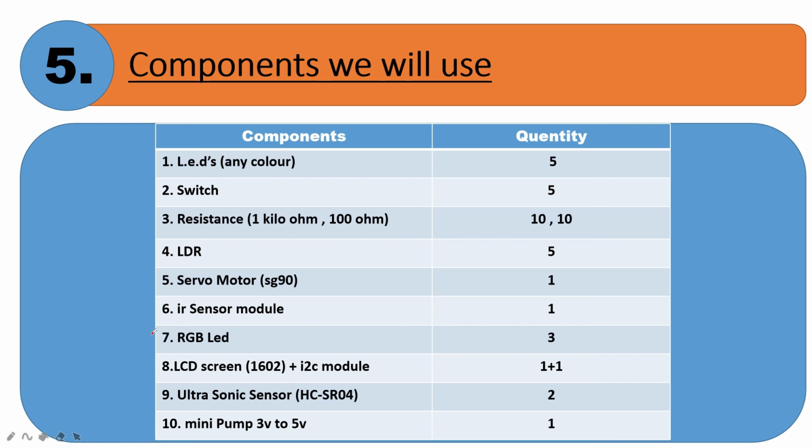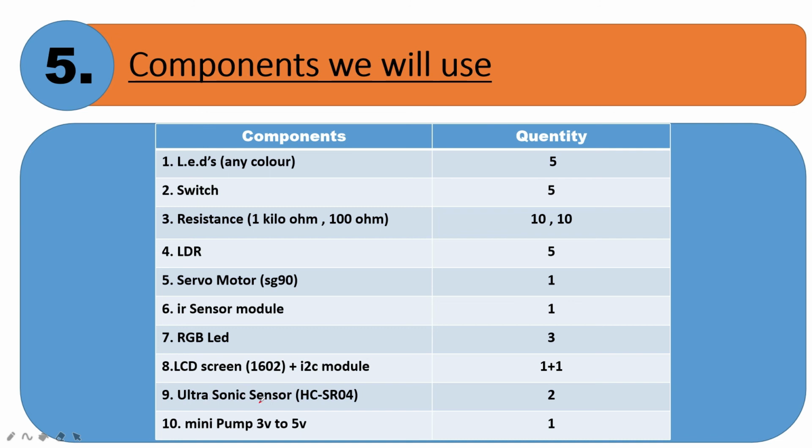And then the next one is RGB LED. I have already told you what RGB LED is, just buy 3 RGB LED, that will be enough. Then next one is LCD screen 1602 plus I2C module. I have already told you why I2C module, because the I2C module makes it easy to connect the LCD screen with Arduino. So just buy one LCD screen and one I2C module.